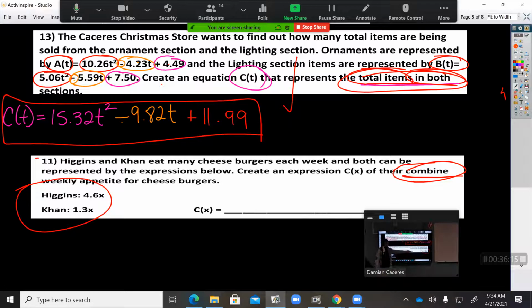So we're going to add the two expressions together and call it C of x, 5.9x. Yes, it is that simple. This could be, like I said, about anything. I put cheeseburgers. This could be two sandwich making companies. This could be two Easter egg companies. It could be anything. If they say combine, you add both expressions.